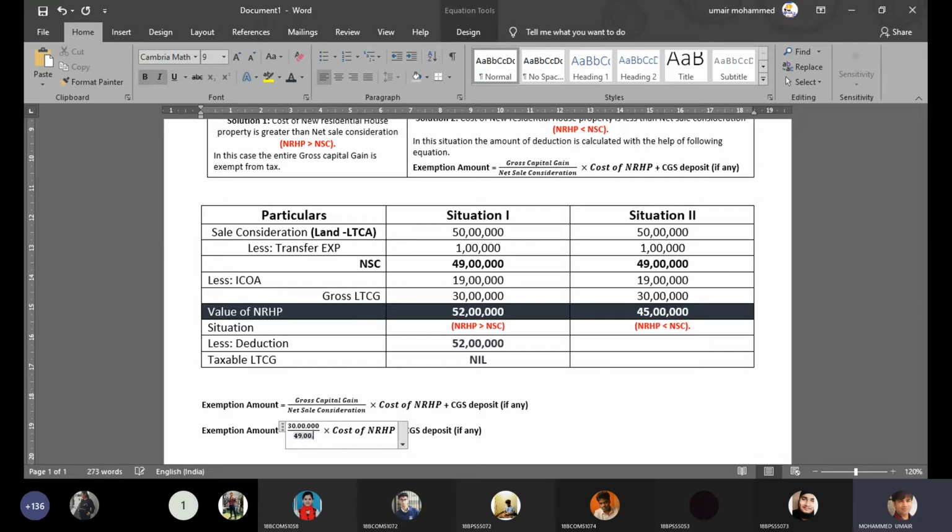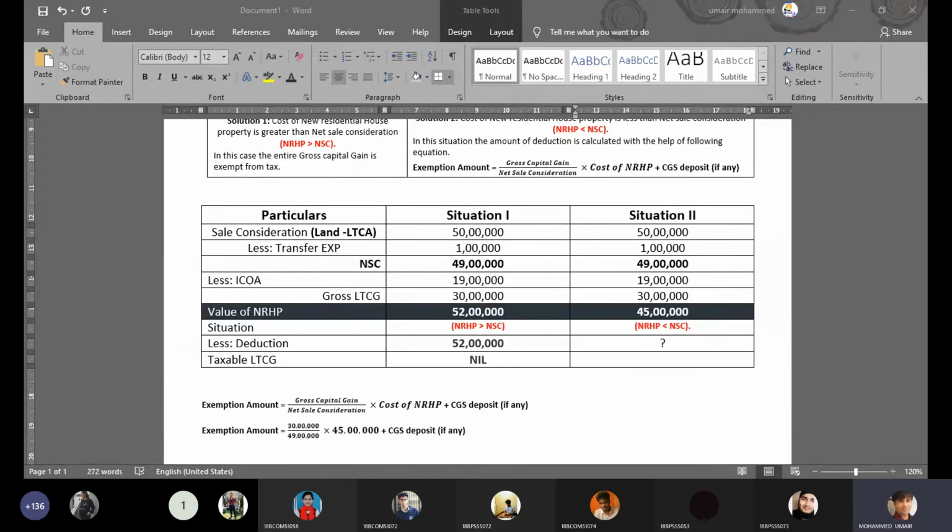Now, what is the cost of new residential house property? 45 lakhs. And is there any deposit? Let's assume there is no deposit. So apply this equation, simplify this equation and write down the long-term capital gain amount here in the deduction column. So that's what you're supposed to do.